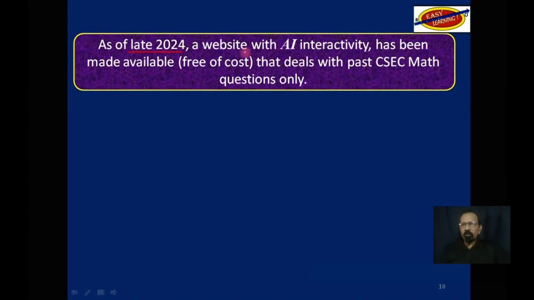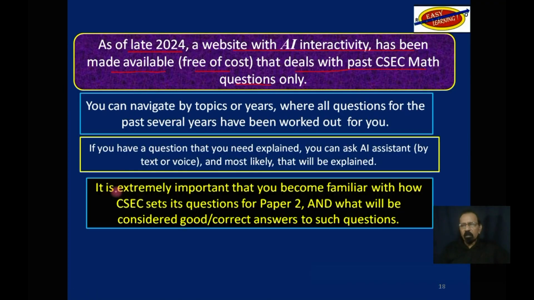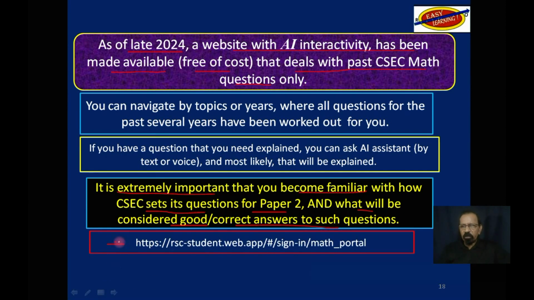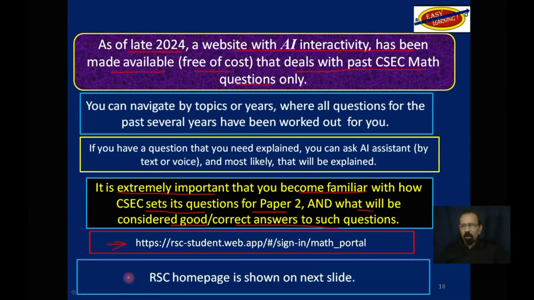Also, as of late 2024, a website with AI interactivity has been made available free of cost that deals with past CSEC math questions only, specifically from paper 2. It is extremely important that you become familiar with how CSEC sets its questions for paper 2 and what will be considered good or correct answers to such a question. This is the URL for that website. On the next slide, I will show you what the home page looks like.